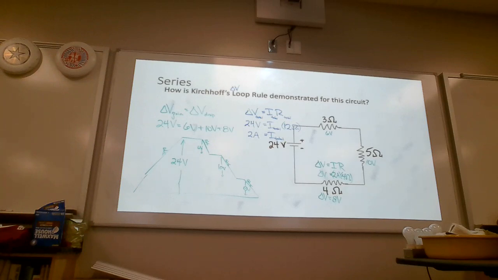The loop rule is a consequence of the conservation of energy. Energy can't be created or destroyed. Whatever it puts in is what you get out. Good with that? How we doing? Powerful concept right there.